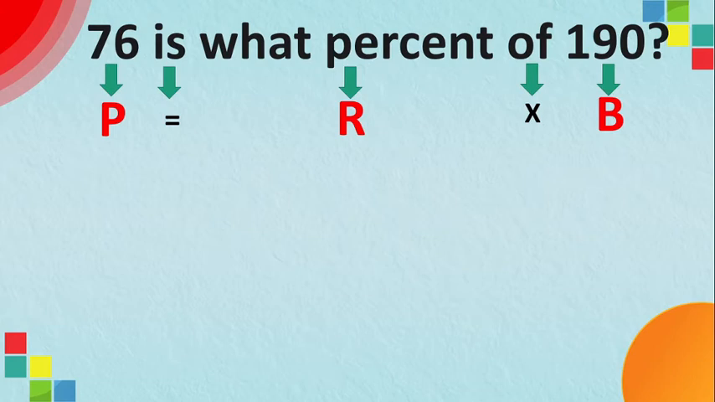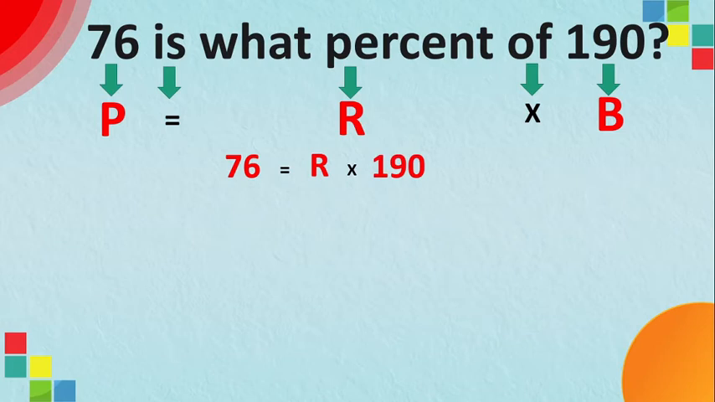After finding the elements in the given word problem, the next step is to write the equal value of each element. So P or percentage, the value is 76, equals R, which has no given value yet, times base. The value of B or base is equal to 190.